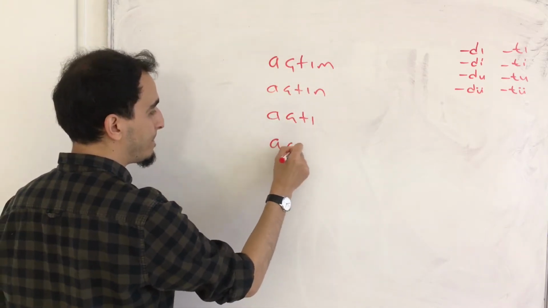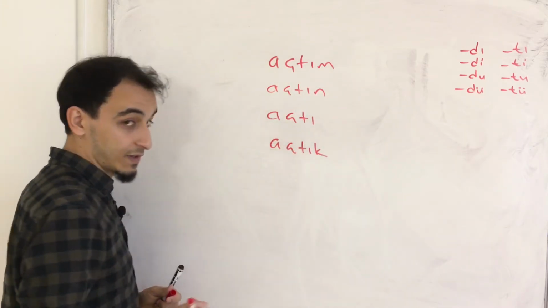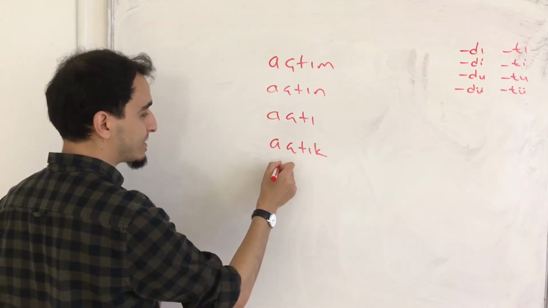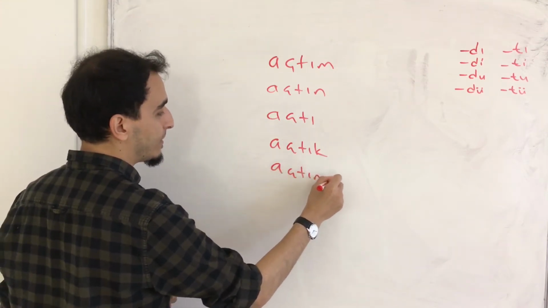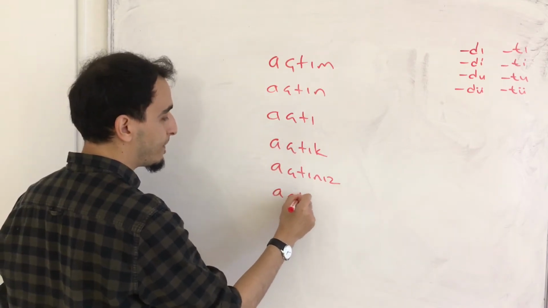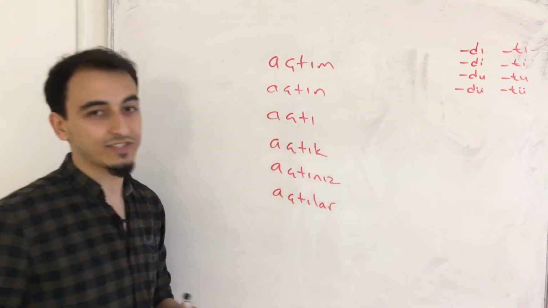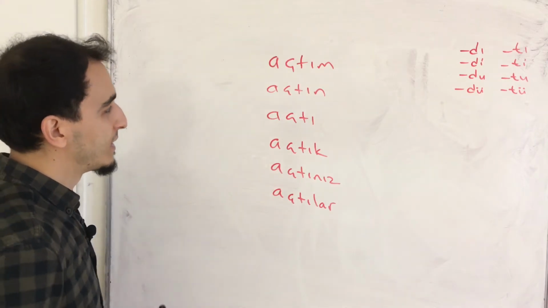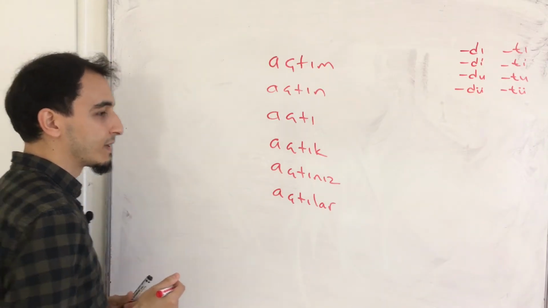Biz açtık, we opened. Siz açtınız, güzel. Onlar açtılar. Tamam mı? Let's see another example.